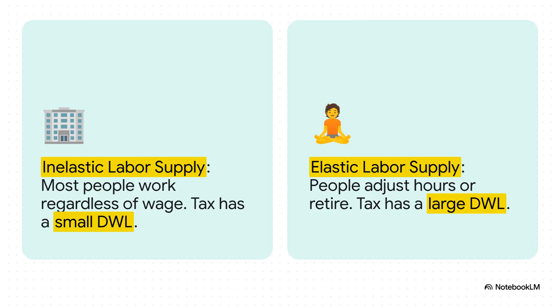If you think people's decision to work is pretty inelastic, most folks are going to work their 40 hours a week no matter what, then you'd say income taxes have a small deadweight loss. And that makes big government programs seem less costly to society. But if you think labor supply is elastic, that people can adjust their hours, maybe one spouse stays home, people retire earlier or work under the table, then you'd believe income taxes create a huge deadweight loss, and that becomes a powerful argument for a smaller government with lower taxes.